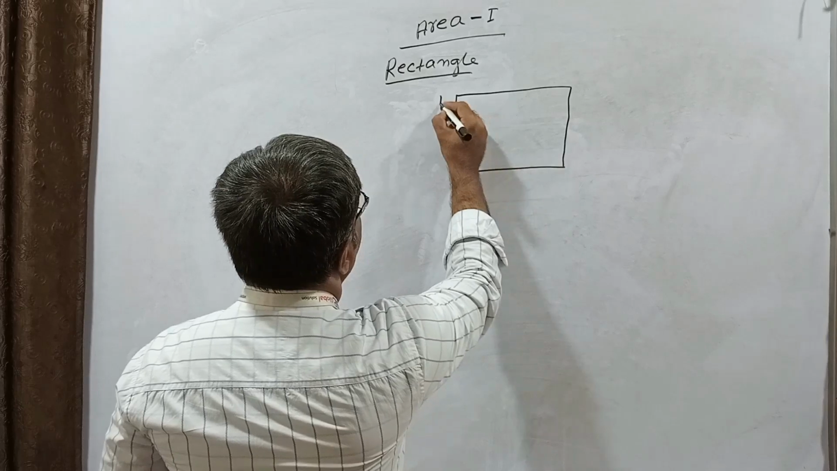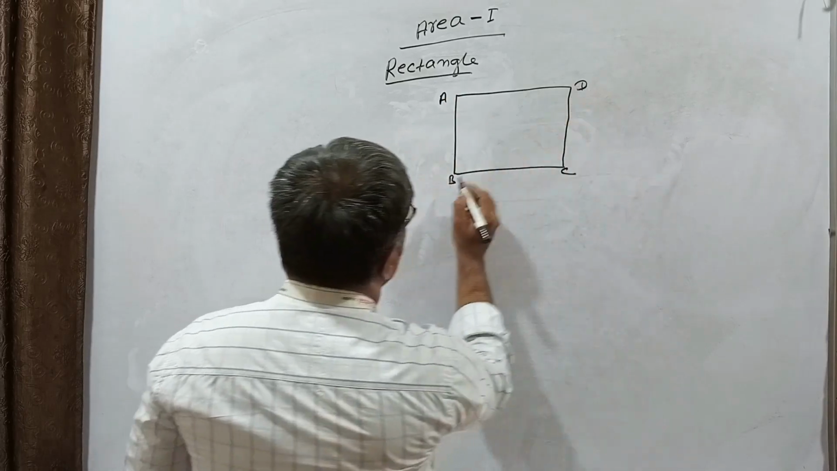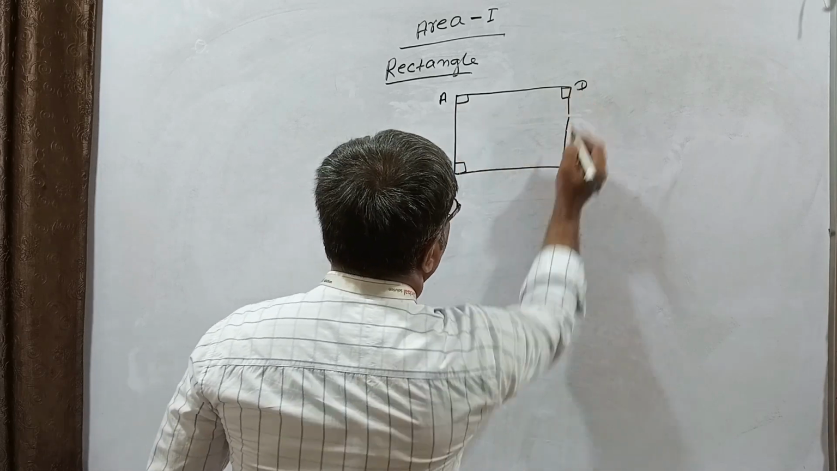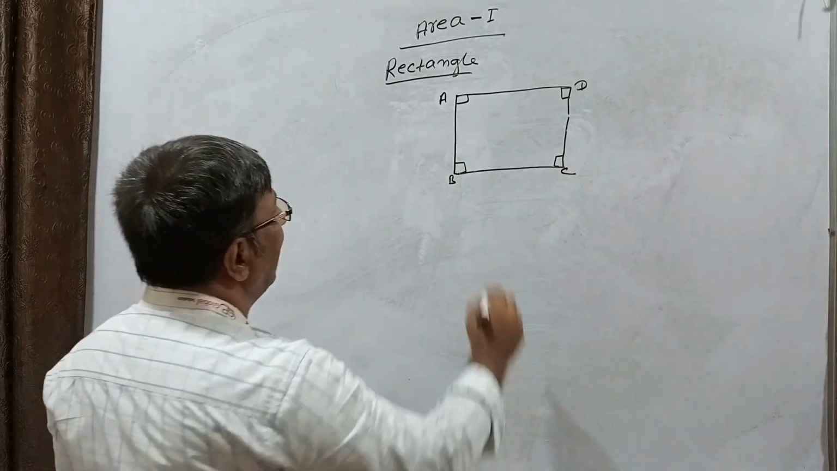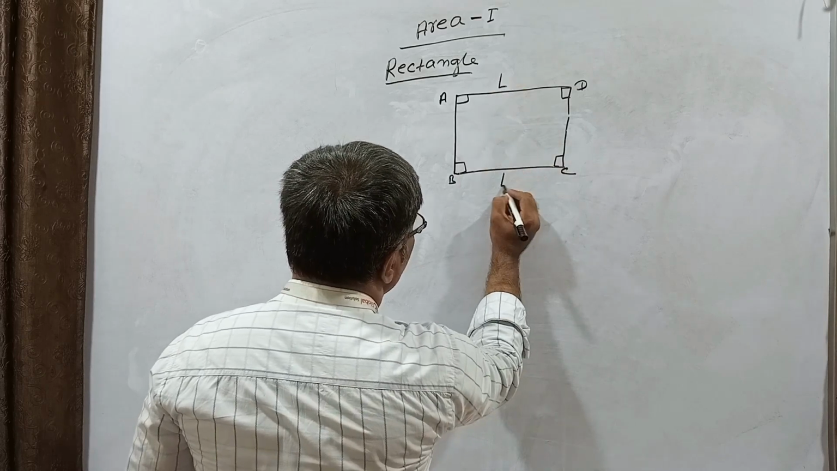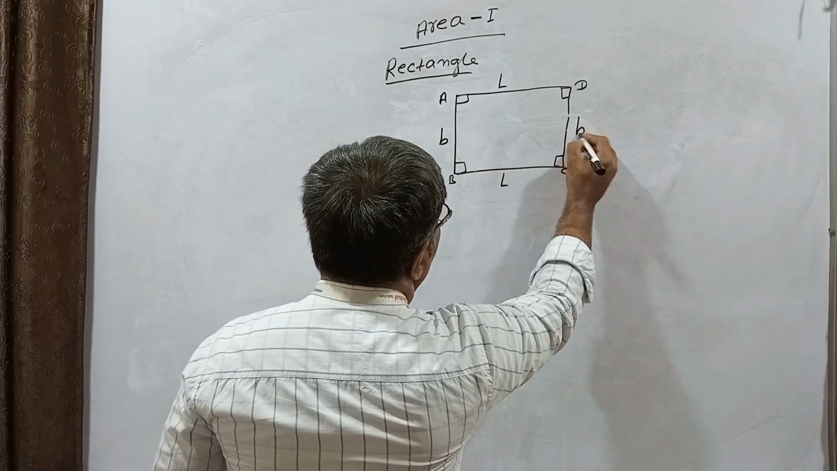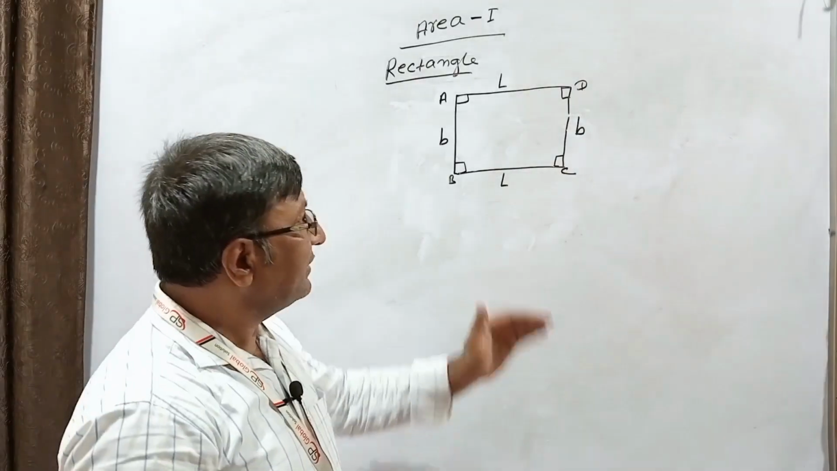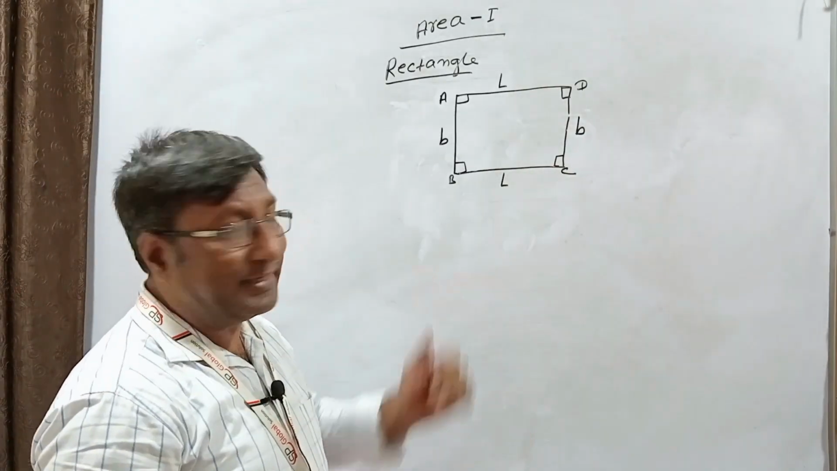So you know, this is rectangle ABCD. A rectangle is a four-sided figure whose each angle is 90 degrees, and opposite sides are equal. That is length, and this is also length. And this is, suppose, breadth, so this is also breadth. So any four-sided figure whose each angle is 90 degrees and opposite sides are equal is called a rectangle.